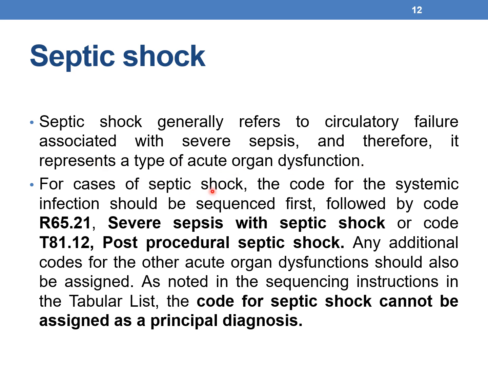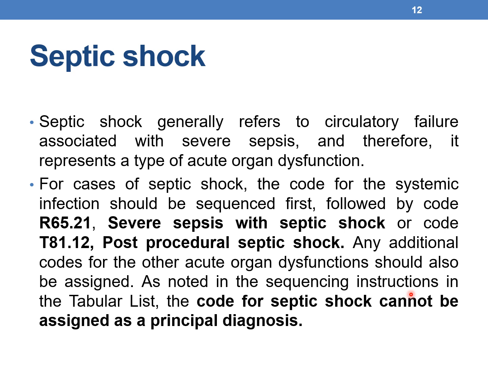For the cases of septic shock, the code for the systemic infection should be sequenced first, followed by R65.21, which is nothing but severe sepsis with septic shock, or code T81.12 series, post-procedural septic shock, should be coded. Any additional codes for other organ dysfunction should also be assigned.